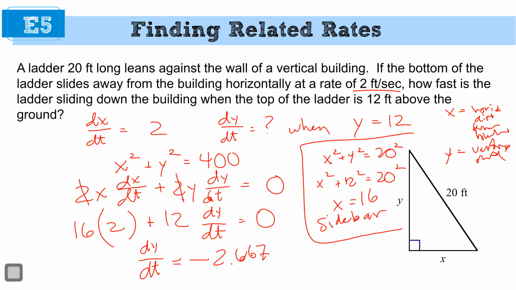Okay, good. What are my units? Y is measured in feet. Time is measured in seconds, so feet per second. And notice that my initial statement is true. Even though the bottom of the ladder is sliding out at 2 feet per second, the top of the ladder is moving down faster.